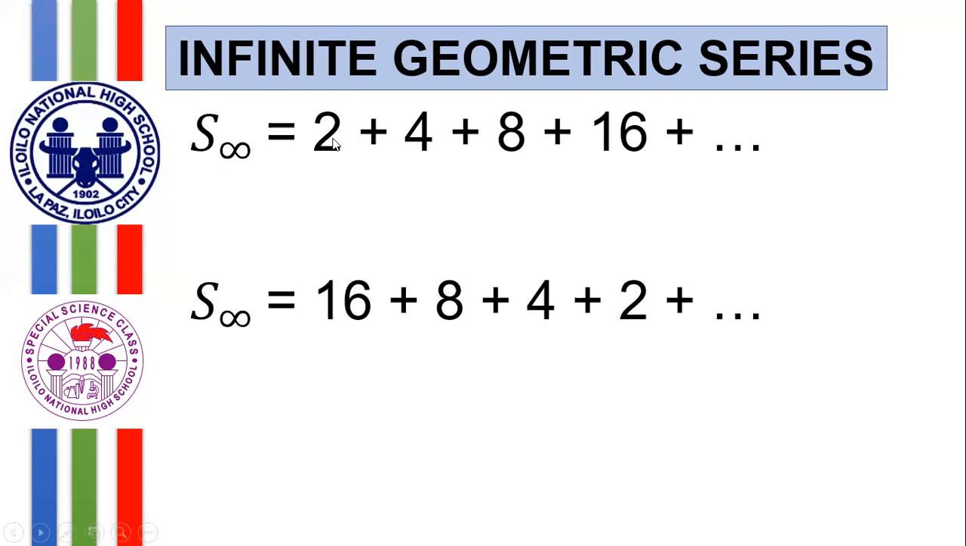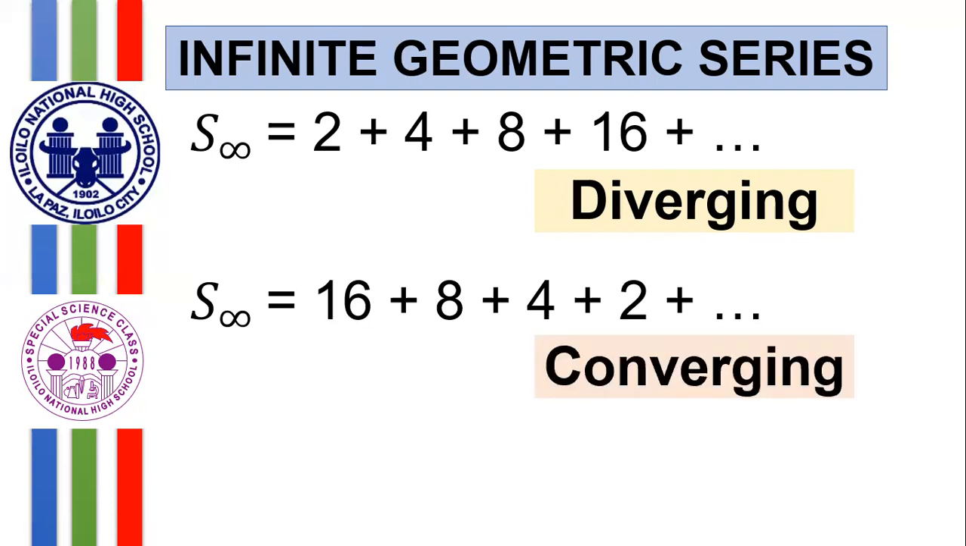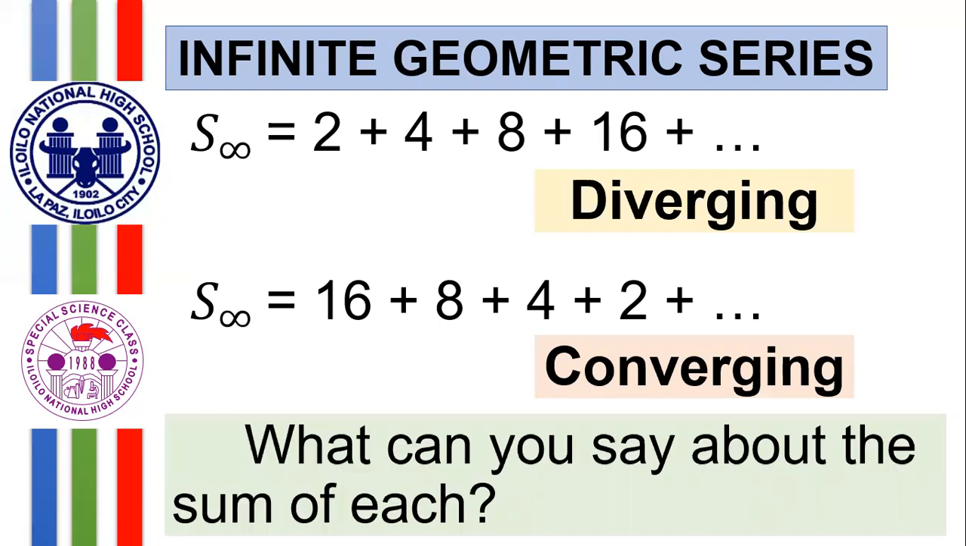The first one, take a look, the common ratio is 2, and 2 is higher than 1. So this series is diverging. For the second series, 8 divided by 16, 4 divided by 8, 2 divided by 4, has a common ratio of 1/2 or 0.5, which has an absolute value between 0 and 1. Hence, this series is converging. And the thing is, what can you say about the sum of each? Is the sum of the first one finite or infinite? How about the second one?